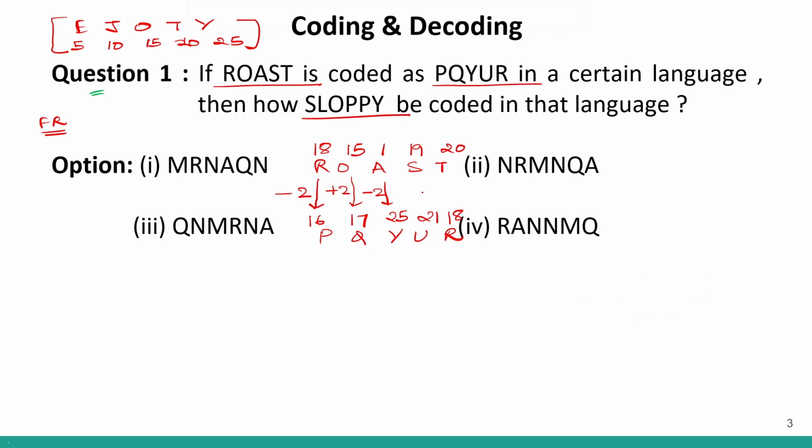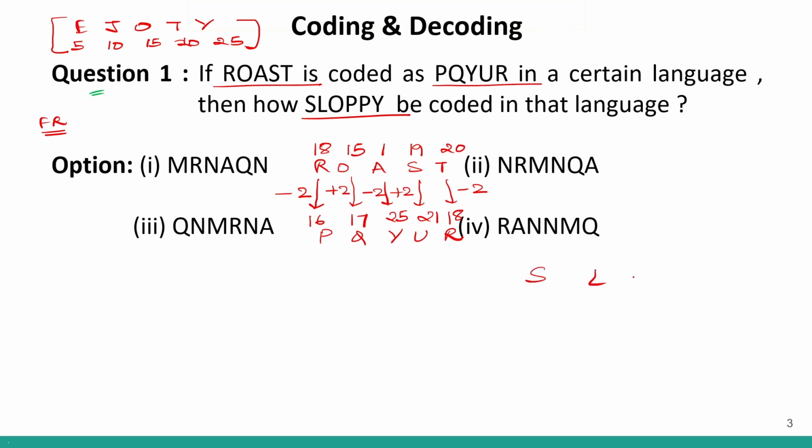Now from S to U if I am moving, it is plus 2. And from T to R it is minus 2. So now I can see a pattern of alternating minus 2, plus 2, minus 2, plus 2 and then minus 2. So I will use the same pattern in SLOPPY to get the code.